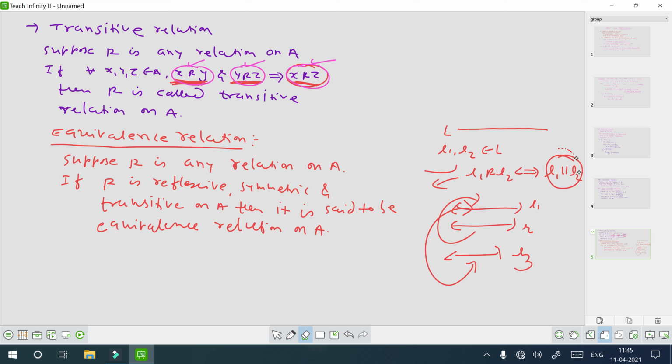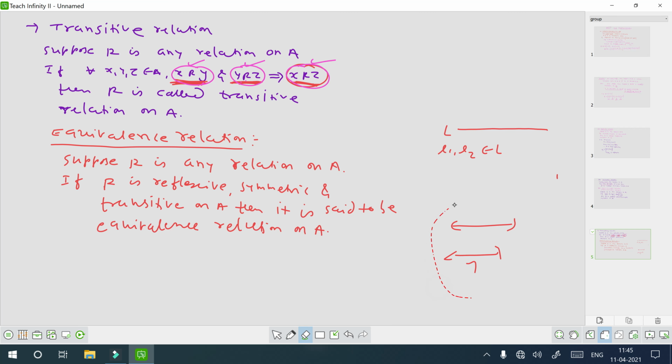Let us consider one more relation on the same set. L1 is related with L2 if and only if L1 is perpendicular to L2. A line is perpendicular to another line. A line itself is not perpendicular to itself.